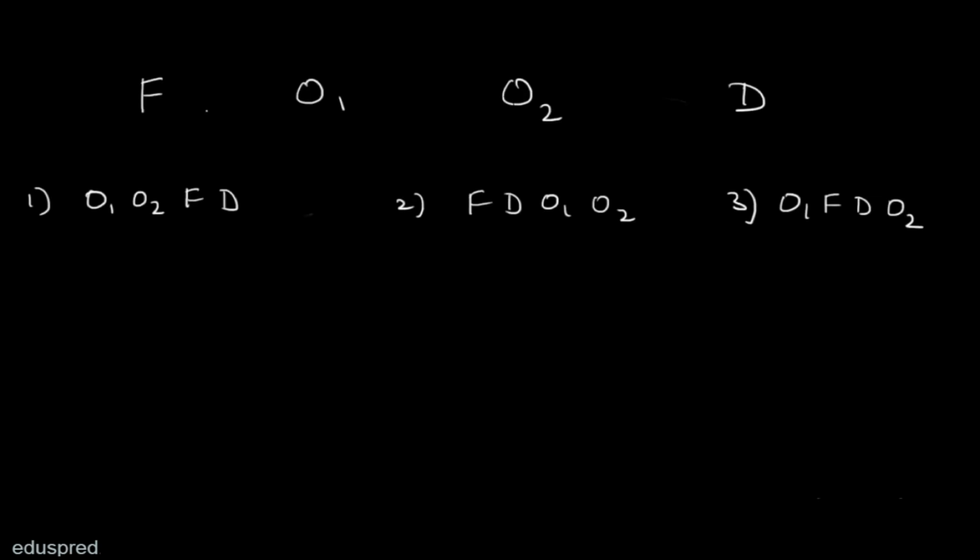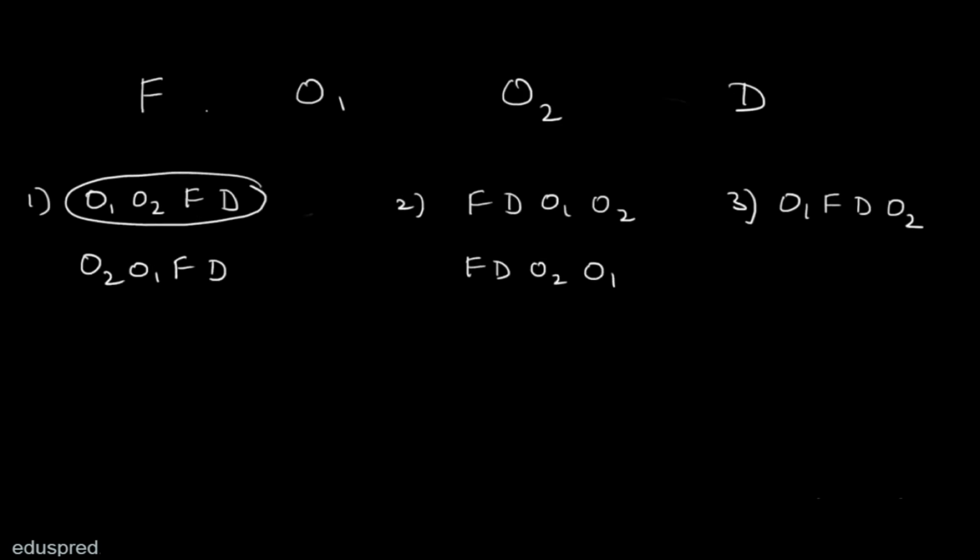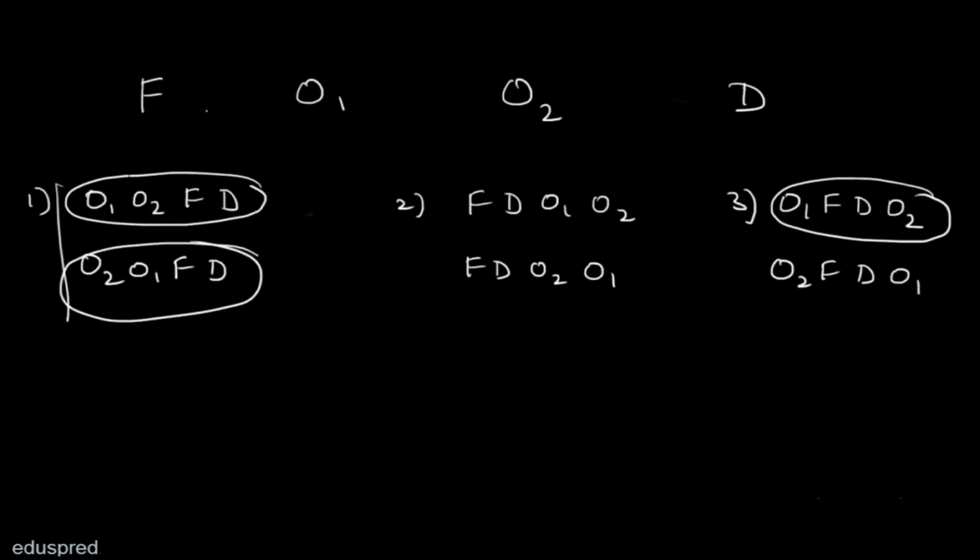Now note one thing here, because I have assumed that these 2 O's are different, that means that this arrangement O2, O1, FD is different from this arrangement. Similarly, the arrangement FD, O2, O1 is different from this, and the arrangement O2, FD, O1 is different from this arrangement. But in actual, are these 2 arrangements different? Well, the answer is no. These 2 arrangements are not different because we do not have O1, O2. What we have is O.